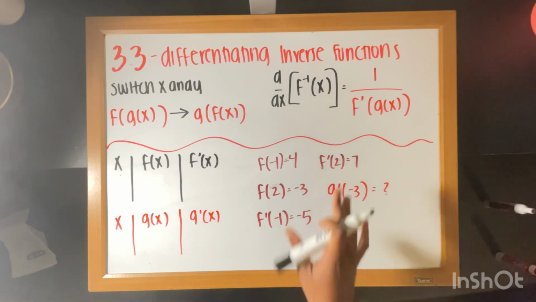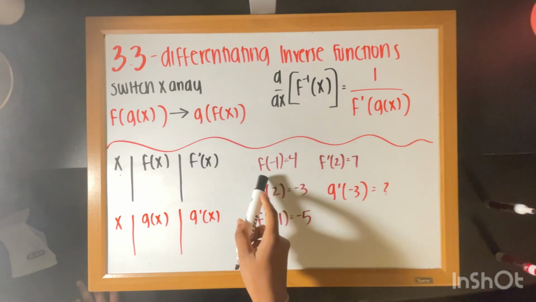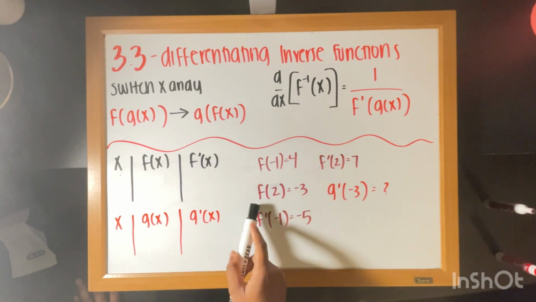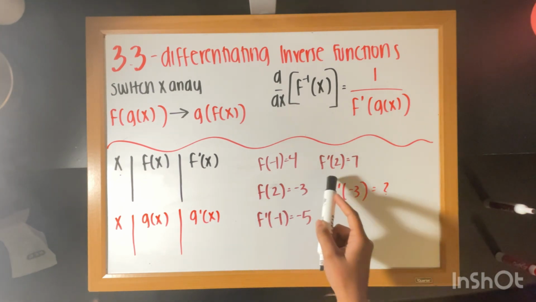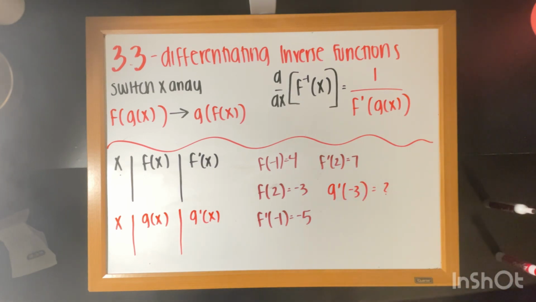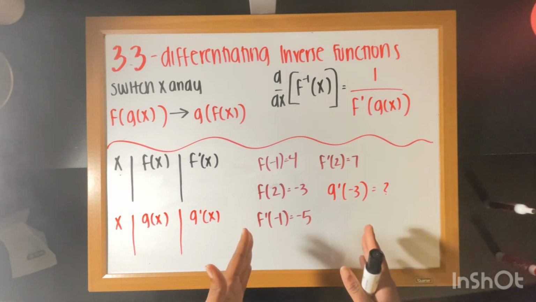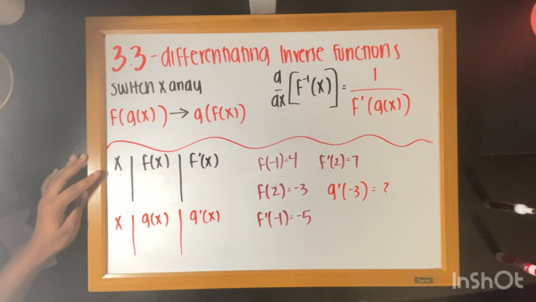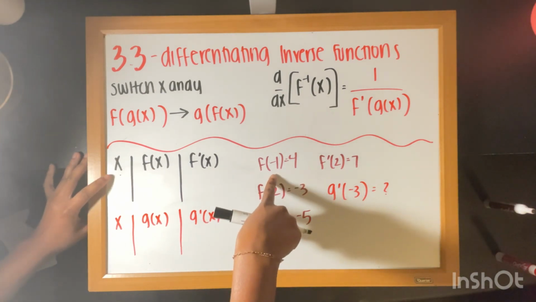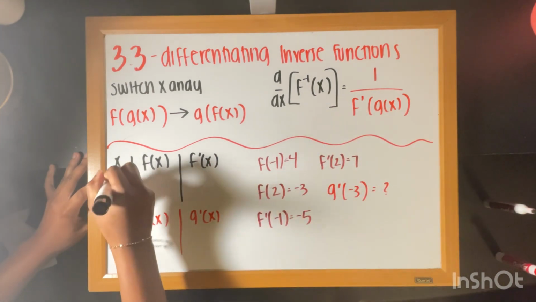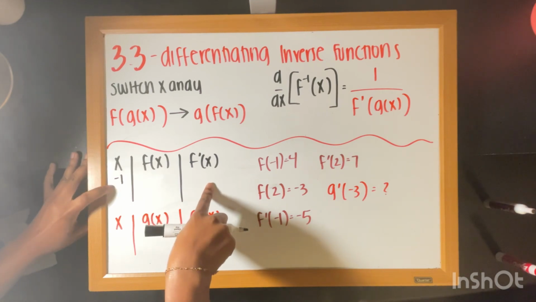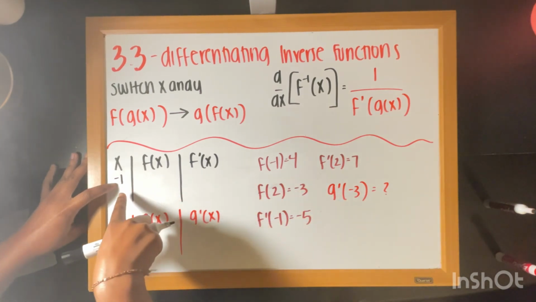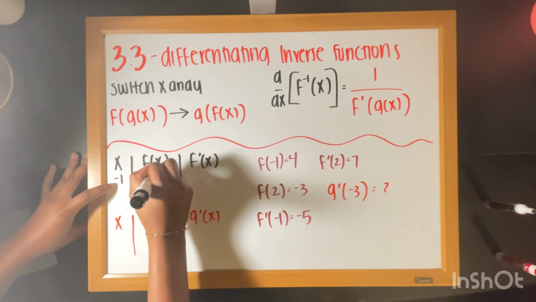If I was given all these numbers, so f of -1 equals 4, f of 2 equals -3, f prime of -1 equals -5, and f prime of 2 equals 7, and I wanted to find g prime of -3, I would first take what I was given and plug them into my tables. So let's do it. I know that my x is -1, looking at my original function table. When x is -1, f of x would equal 4.